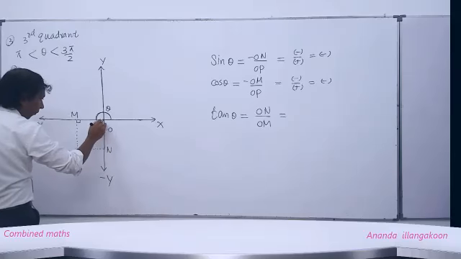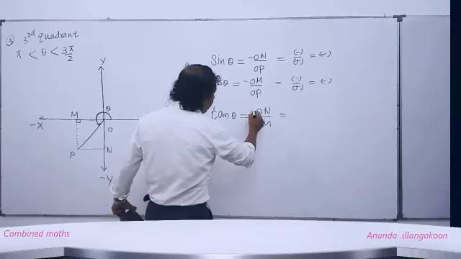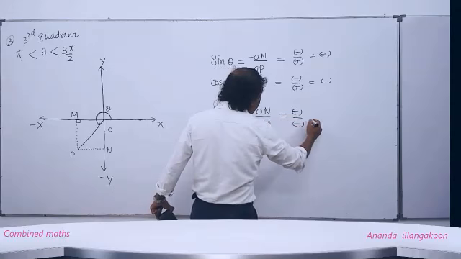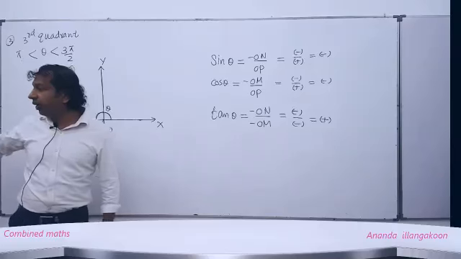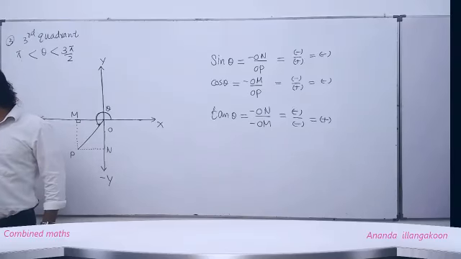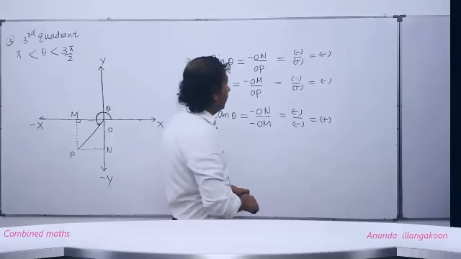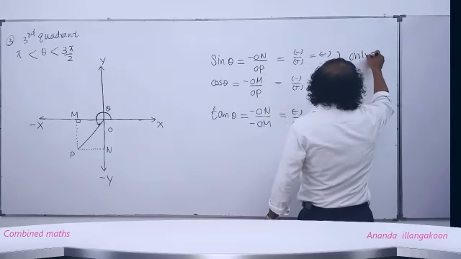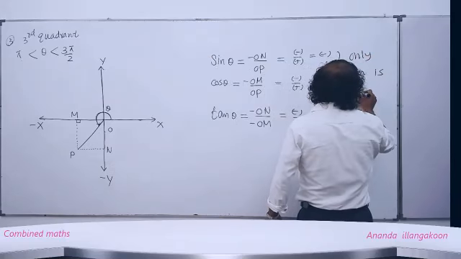Here both ON and OM are coming from the negative axis. Then for both we have to put minus, minus. Minus divided by minus means, people, what? Plus. Then you can see in the third quadrant only, people, tan is positive. The rest two are negative. Third quadrant only tan is positive.